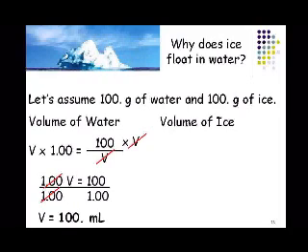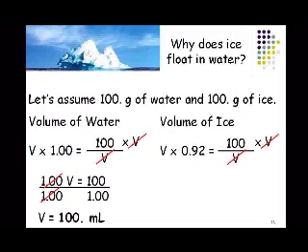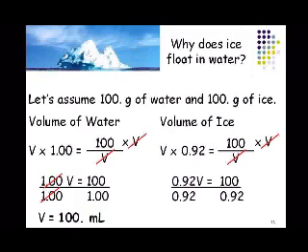If we look at ice, the density of ice was 0.92 grams per milliliter. So it's 0.92 equals 100 over V. Just like before, we will multiply each side by V, getting V to cancel out on the right side. And this would leave us with 0.92 V equals 100. So we divide by 0.92, and we get V equals 109 milliliters. So we see a 9 milliliter difference between ice and water.